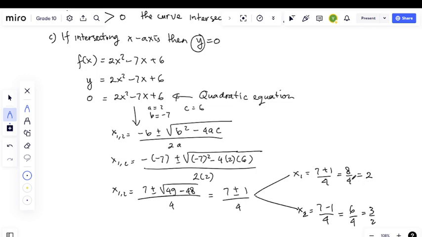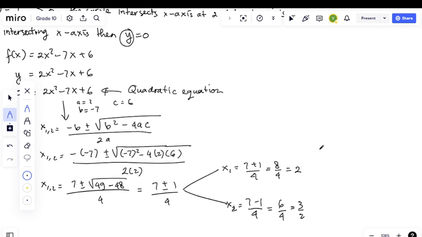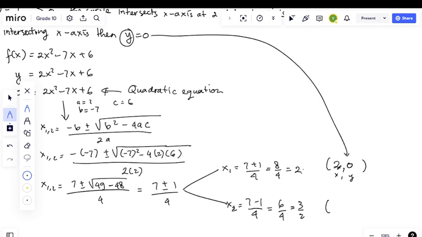X2 is 7 minus 1 over 4, itu 6 per 4, and it's 3 over 2. So, is it done? Not yet. The coordinate should be stated. Harus dituliskan dalam bentuk koordinatnya. Koordinat dituliskan x-nya dulu, baru y. Karena x-nya 2, jadi x-nya 2, y-nya berapa? Y-nya kan tadi sudah disebutkan, y-nya 0. Ini juga xy. X-nya 3 per 2, y-nya berapa?